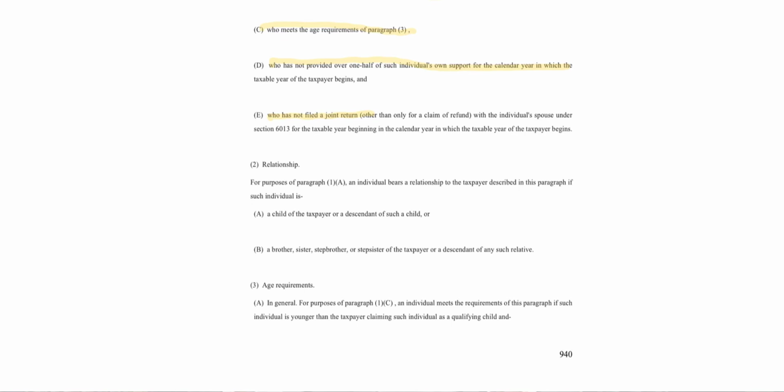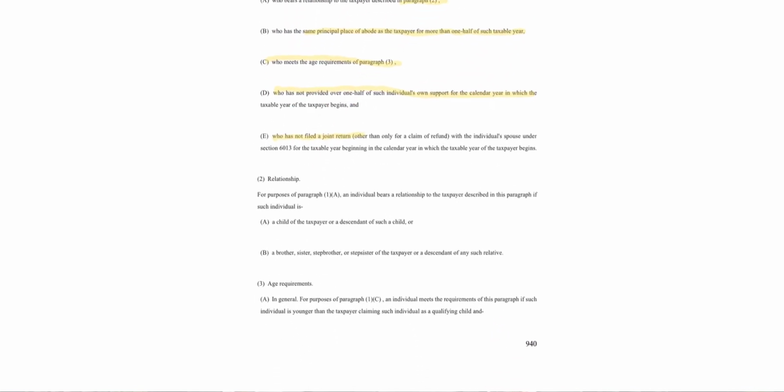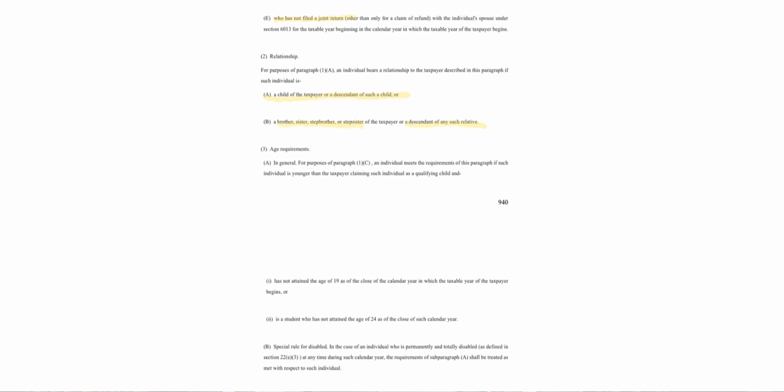So, unfortunately, it does not look like she's going to qualify as a qualifying child, because this is what qualifies. A child of the taxpayer or descendant of such a child, so you're talking about grandchildren or great-grandchildren, brother, sister, stepbrother, stepsister, or any descendant of such relatives. Well, those will be nieces and nephews, okay? And she is a cousin. So, unfortunately, that's not listed. So, it looks like she's not considered a qualifying child.